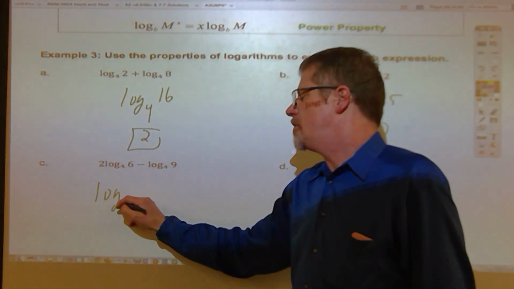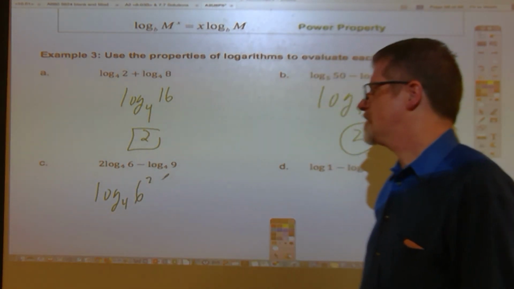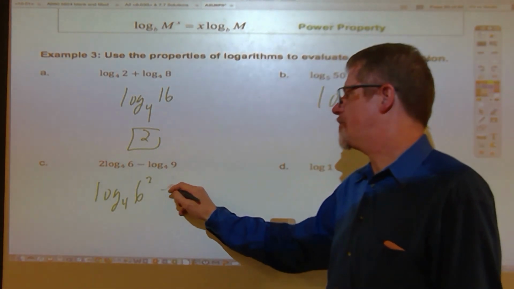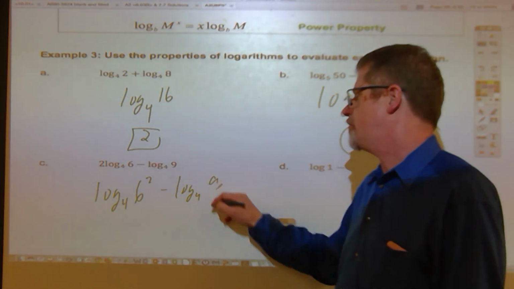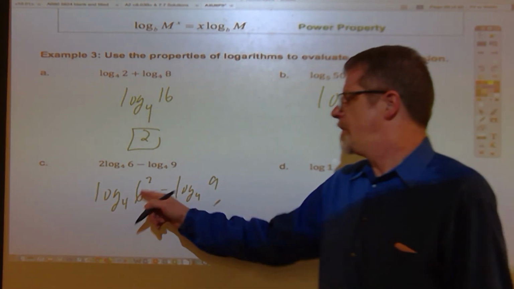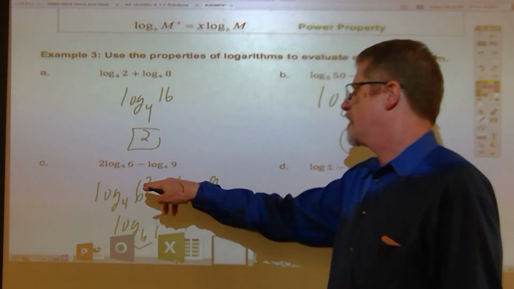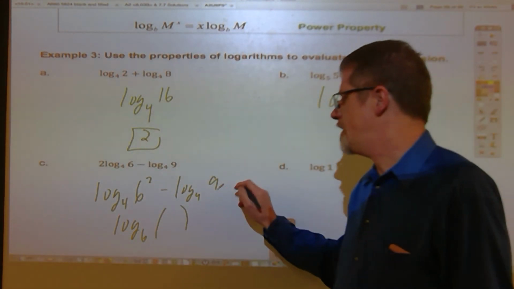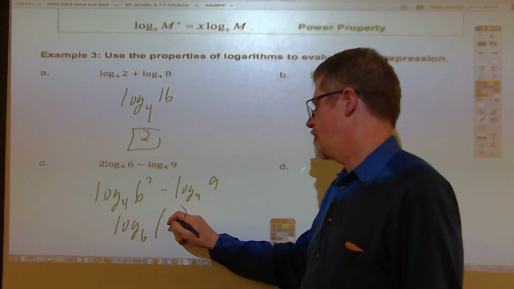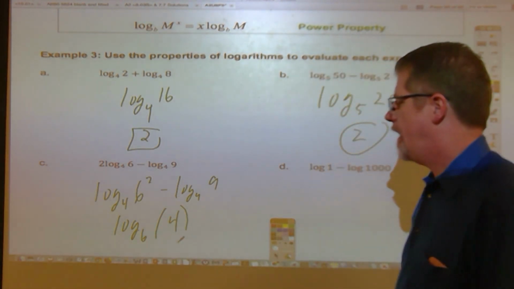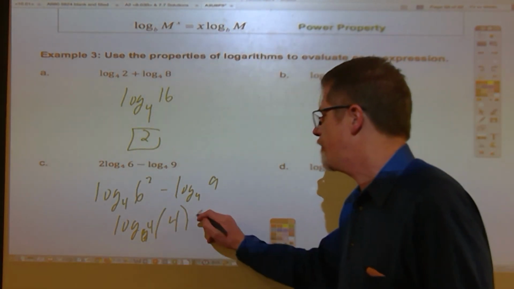On this one, we put the 2 back up top, so it's log base 4 of 36 minus the log base 4 of 9. But 6 squared is 36, so it's going to be 36. 36 divided by 9 is 4, and the log base 4 of 4 is 1.